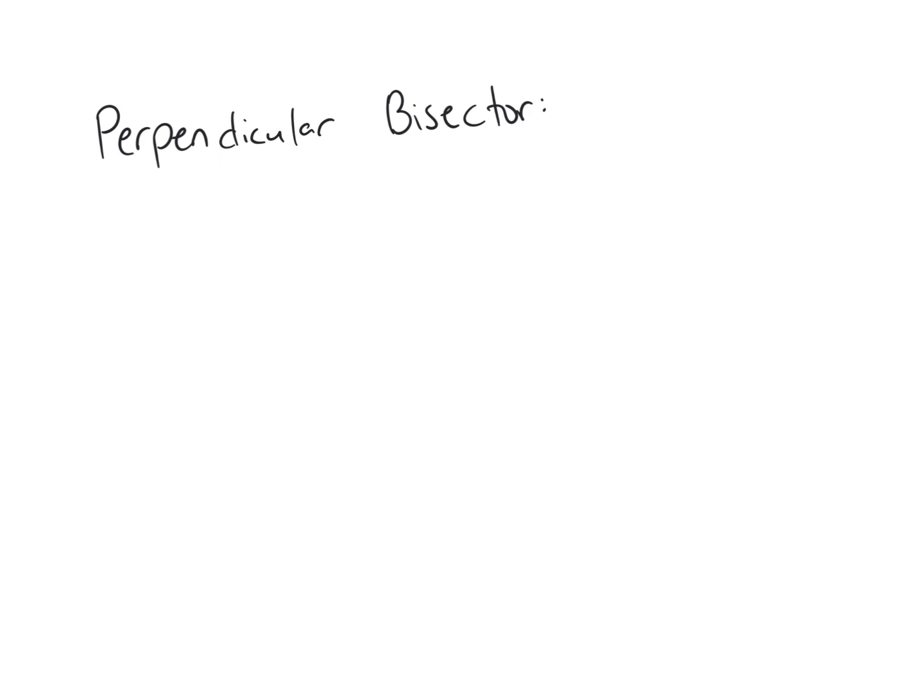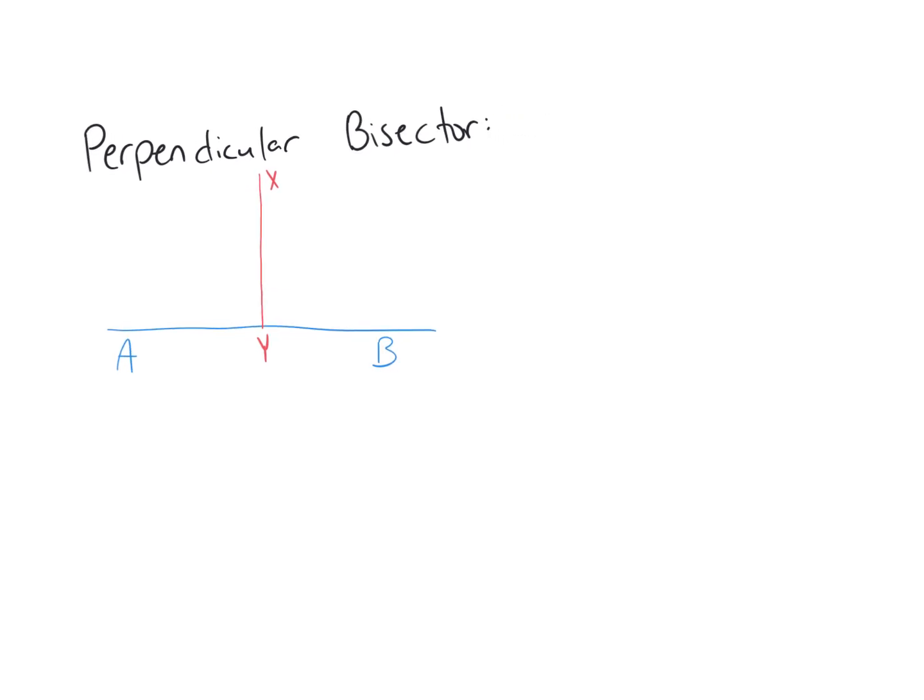I'm going to start with a line. I'm going to call this line AB. Okay. I'm going to have a perpendicular bisector XY. Okay, off to the side, I want you to write XY is a perpendicular bisector of AB.